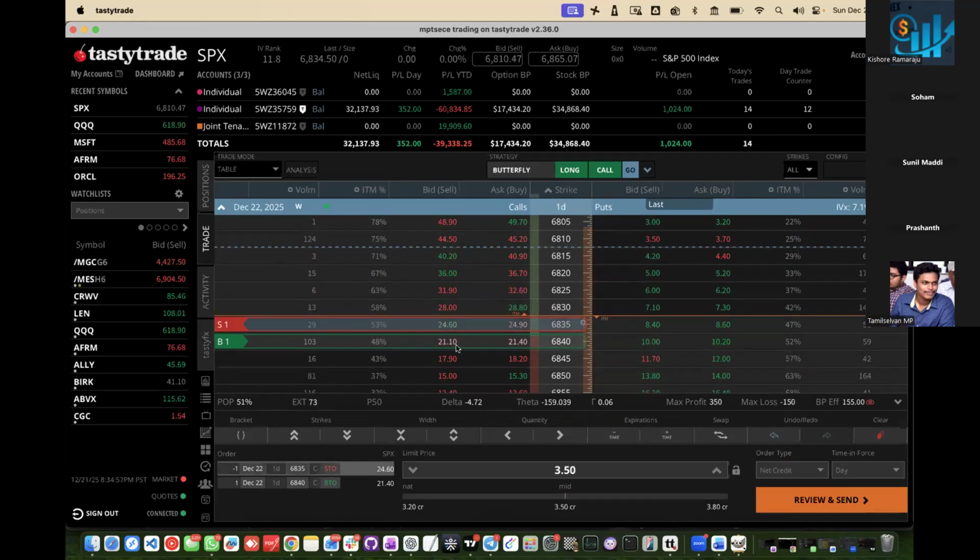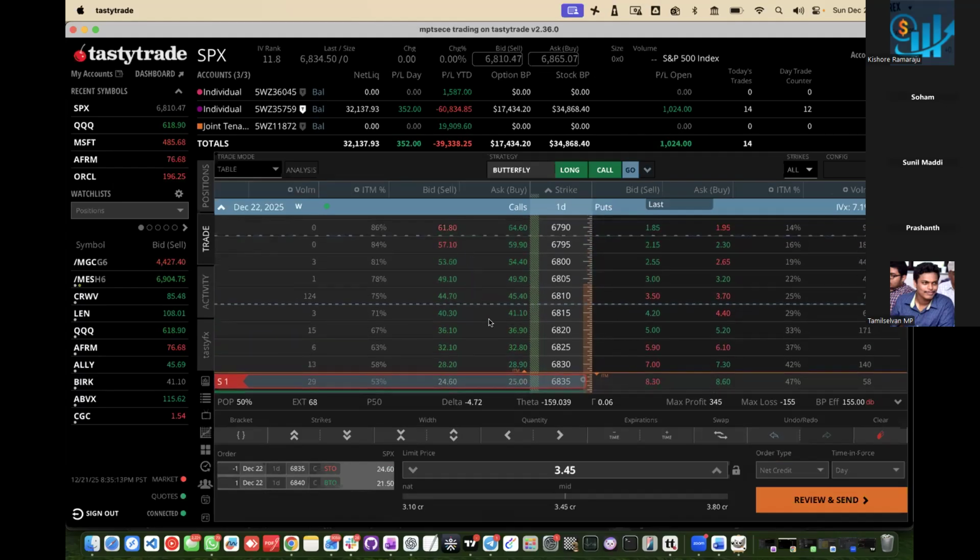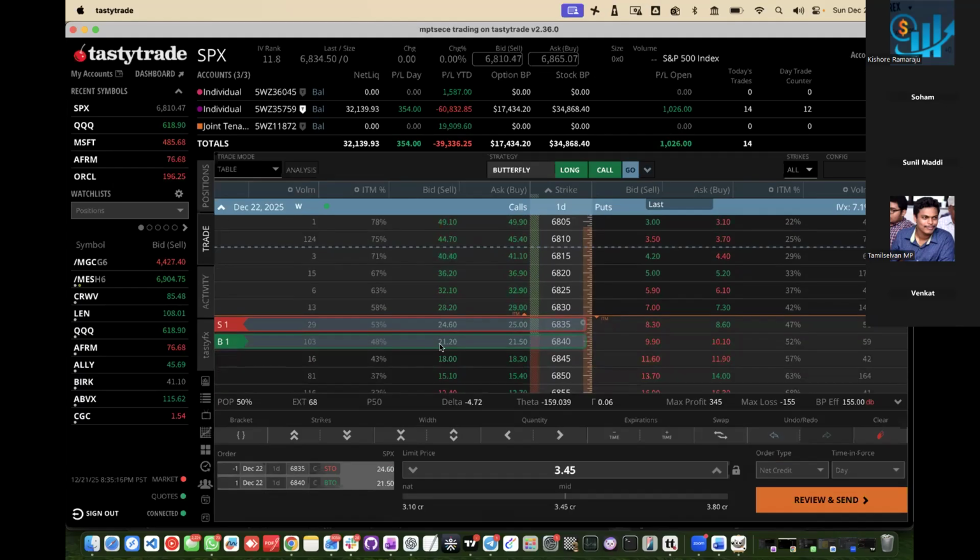But the long one I don't close. I leave it as it is, or I double it. I buy back. Let's say I do 10 contracts, I buy back this 10. So I close the short one, then again I buy 10 more extra. Depends. So I average this one. And whenever there is a small up move, it doubles this one.